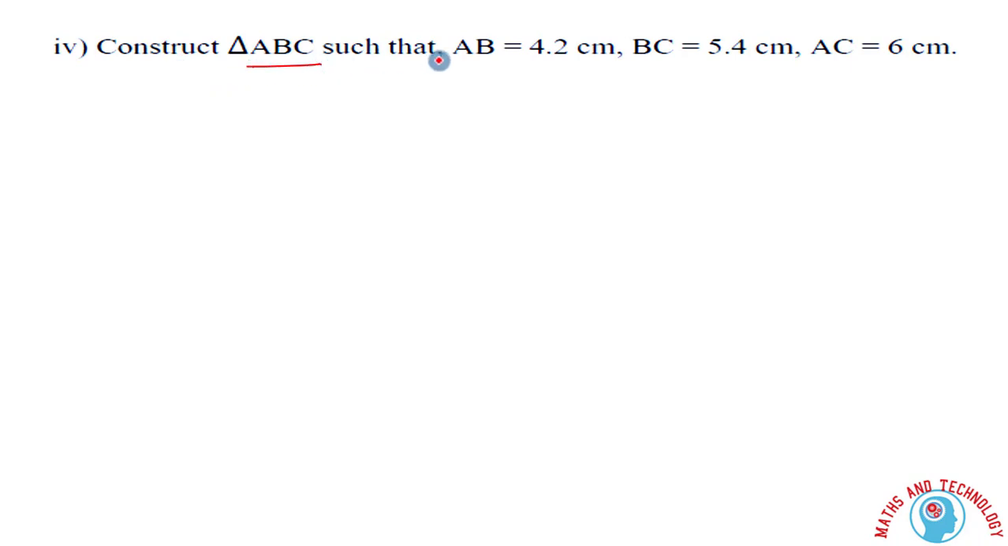Construct triangle ABC such that AB equal to 4.2 cm, BC equal to 5.4 cm, and AC equal to 6 cm. Here three sides are given. Construct a triangle with the help of robo compass.